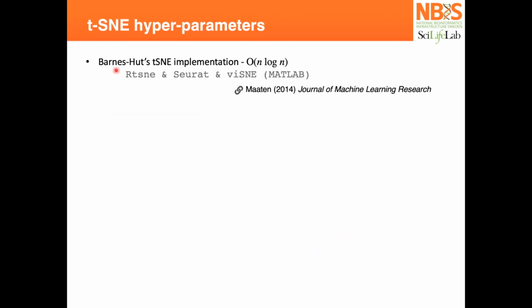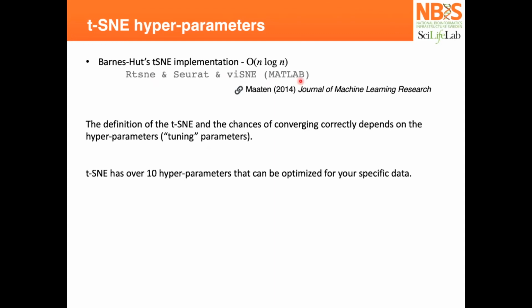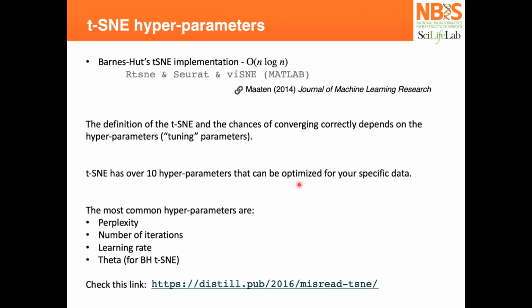So there are many implementations of tSNE. The first one was called rtSNE or vSNE, also in MATLAB if you have used that for flow cytometry. And there are many hyperparameters or tuning parameters for tSNE, usually over 10. They can be optimized for your data set, and there is no ground truth for how much you should use. Some of them, for example, are perplexity, number of iterations, learning rate, and theta. And perplexity actually means how many neighbors you consider.